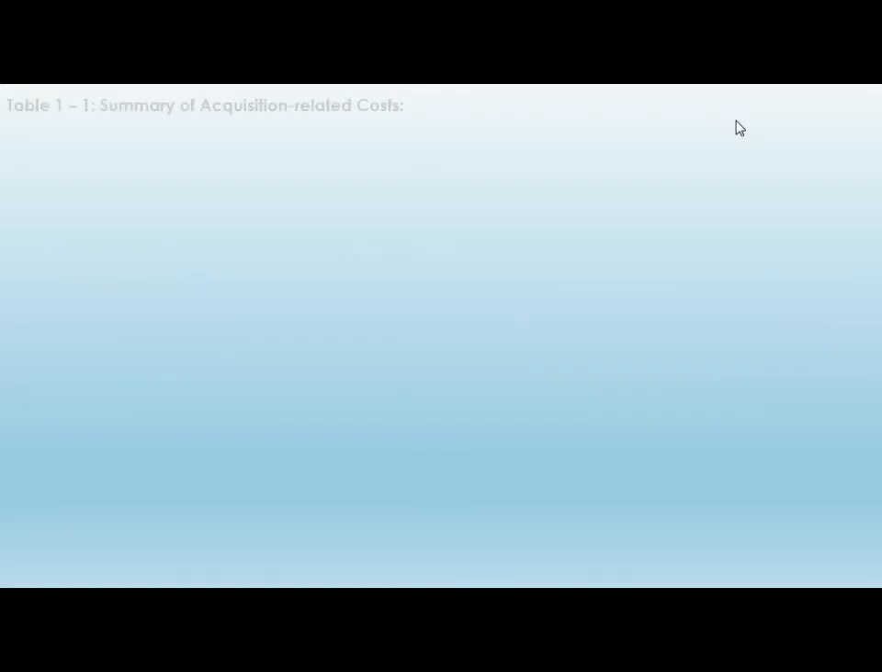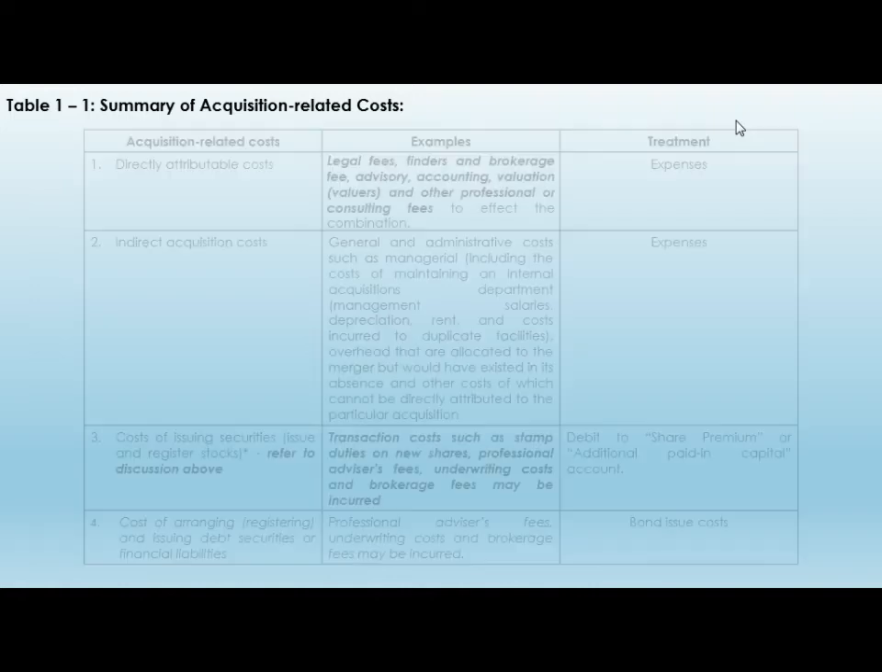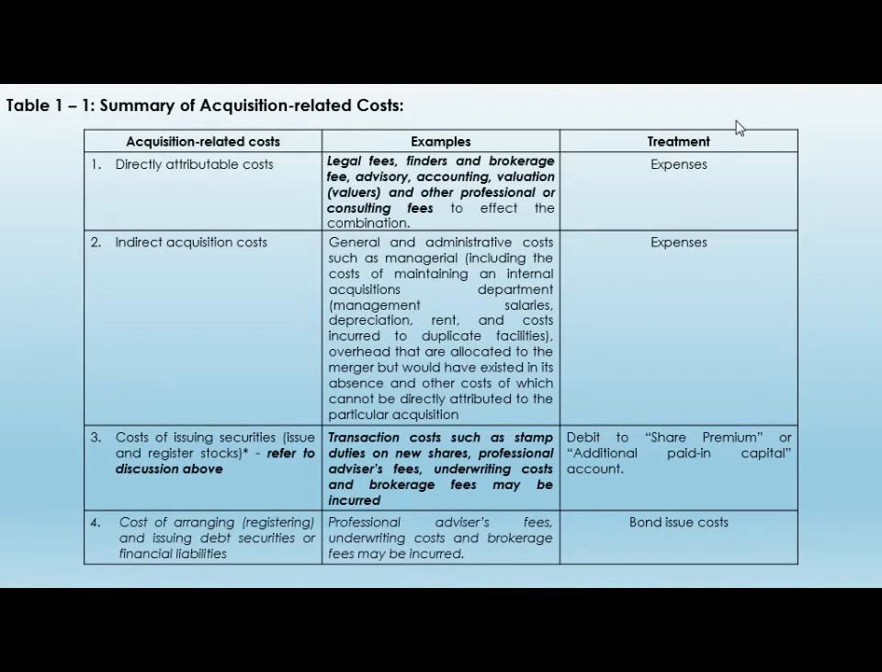So, please continue reading the book by Mr. Antonio Dayag. Again, sir, thank you for this presentation. So we have a summary of the acquisition-related costs. You may review this, because I think this is also included in our book.